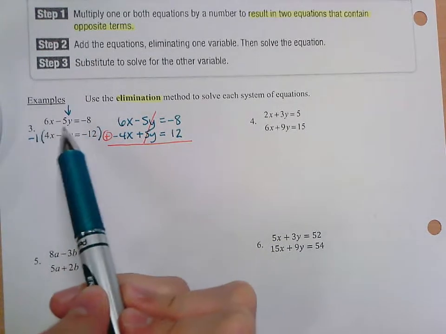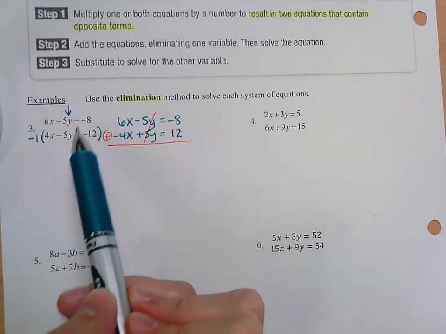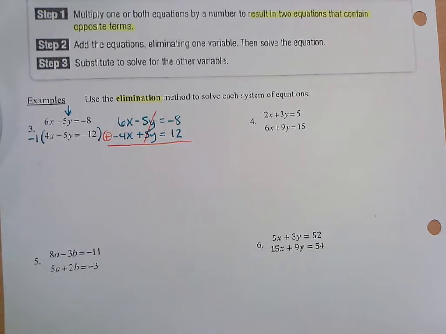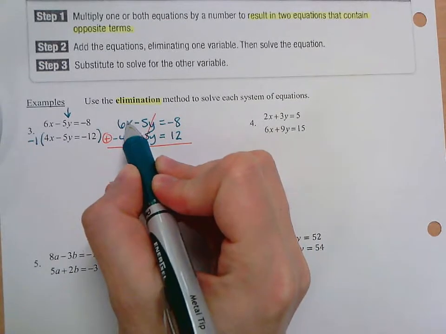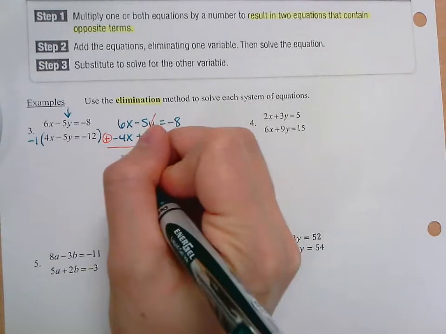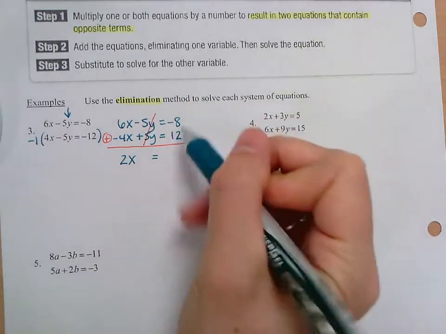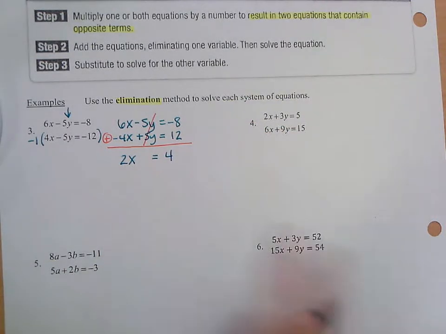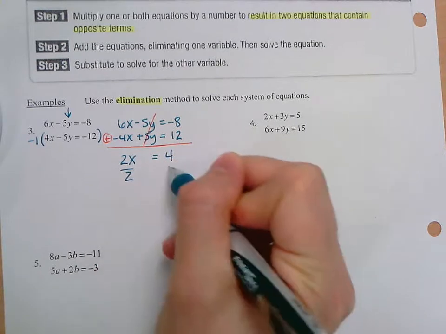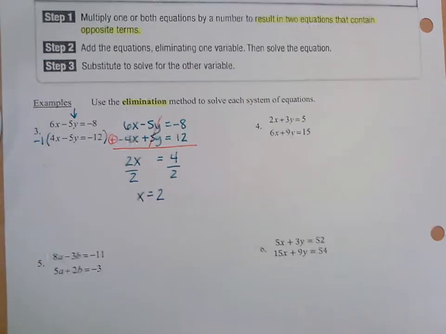Also notice, I should have said this at the beginning, for the elimination method, you do have to have all of your like terms and your equal signs all lined up. So sometimes it does require you to rearrange the equations if not everything's lined up first. So now if I add these, 6x plus negative 4x is 2x. The y's have been eliminated. I bring down my equal sign. Negative 8 plus 12 is 4. And I can now solve for x. So divide by 2, and the x would be 2.